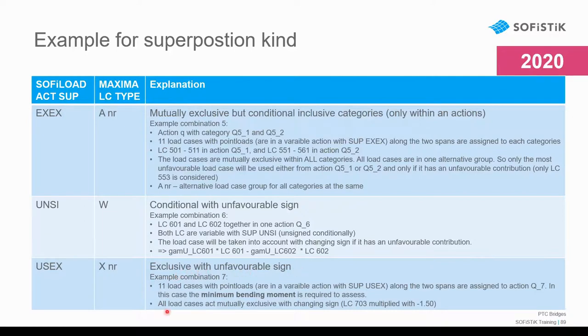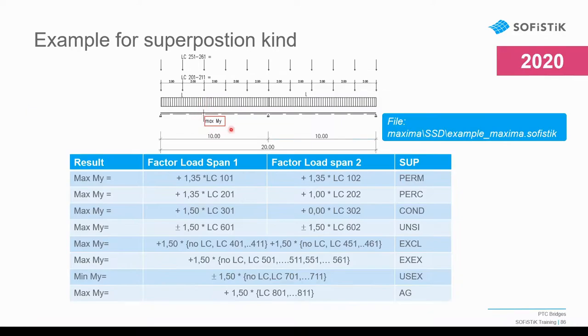This means that all load cases act mutually exclusive with changing sign. So if I want to get the minimum MY bending moment in this cross section, then this load case, 703, will be selected and multiplied with -1.5. Okay, and the very last superposition type is called exclusive, but always, that's why always exclusive LX.